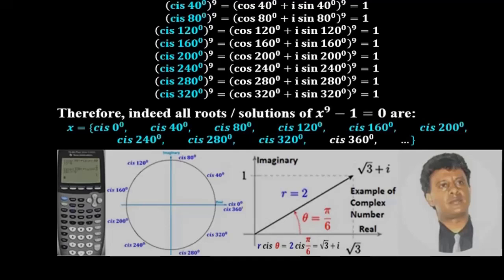Now again, if you put this in the calculator, cis 40 degrees, which is cosine 40 plus i sine 40, to the power of 9 gives you 1. If you put cis 320 degrees, which is cosine 320 degrees plus i sine 320 degrees, to the power of 9 gives you 1.